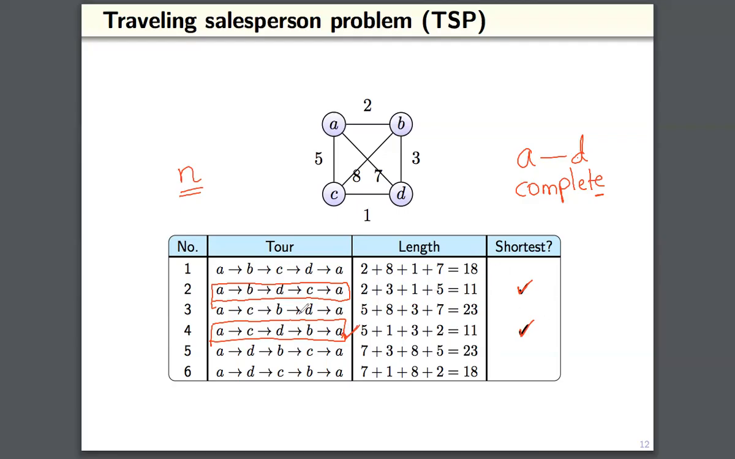Got it? So you are interested in finding this. Okay, for 4 vertices, this is fine. Suppose you have 1,000,000 vertices. What happens? How many such tours are there? Exponential number. So do you know the exact function? How many?